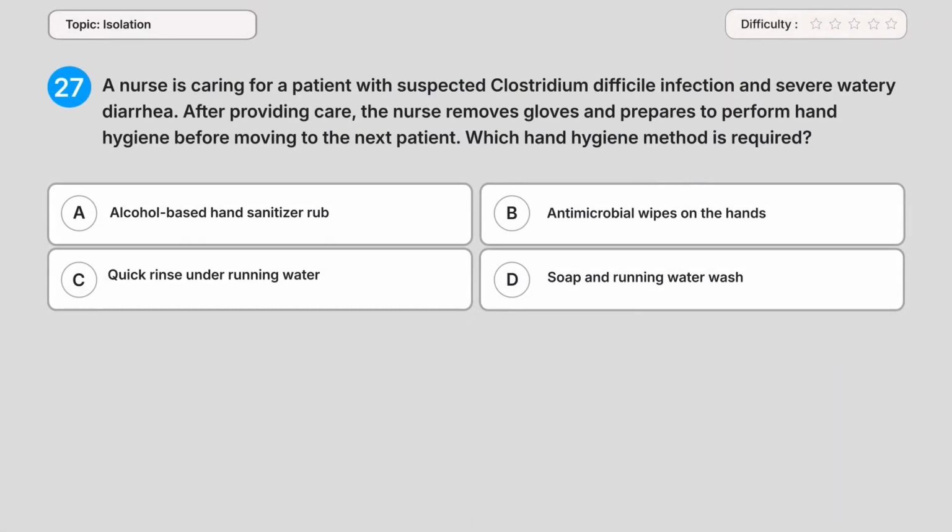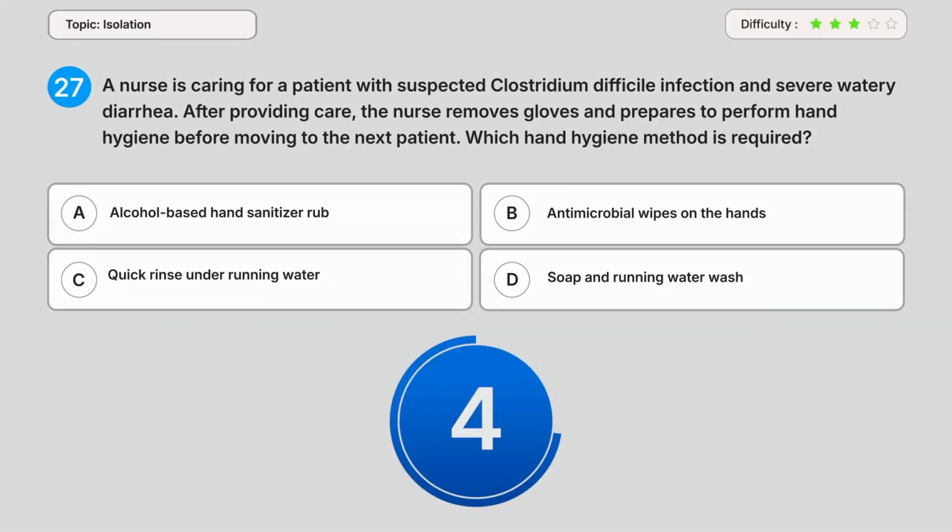Question 27. A nurse is caring for a patient with suspected Clostridium difficile infection and severe watery diarrhea. After providing care, the nurse removes gloves and prepares to perform hand hygiene before moving to the next patient. Which hand hygiene method is required? A. Alcohol-based hand sanitizer rub. B. Antimicrobial wipes on the hands. C. Quick rinse under running water. D. Soap and running water wash. What do you think is the answer?